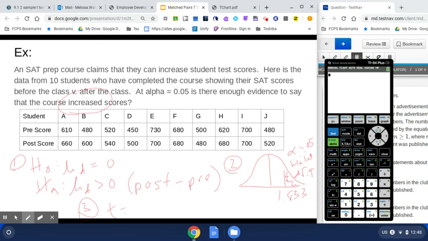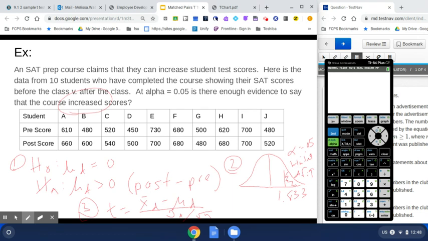T would equal X bar D minus mu sub D over the standard deviation of the differences, so S sub D, over the square root of N. Again, sorry that's so sloppy.